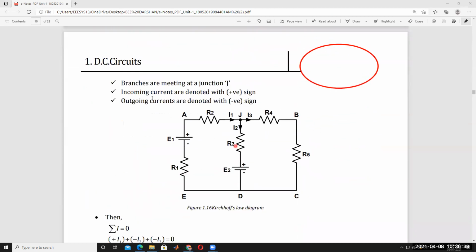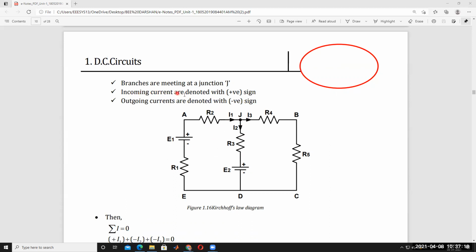Consider this simple circuit. Branches are meeting at a junction J. This is called a junction or node. Here we have two different voltage sources, E1 and E2, and two different resistances, R1 and R2 in the circuit.